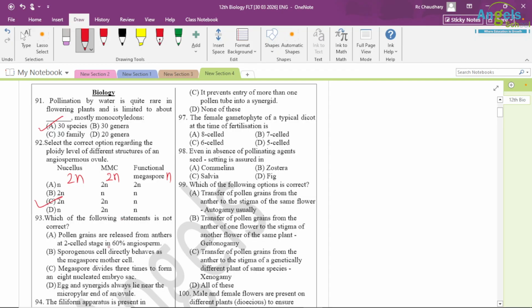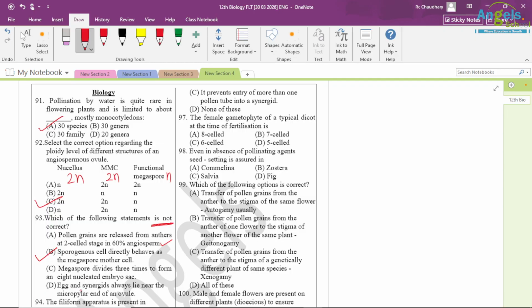Which of the following statements is not correct? Okay, so we have to find the incorrect statement. Pollen grains are released from anther at 2-cell stage in 60% of angiosperms. Correct statement. Sporogenous cells directly behave as megaspore mother cell, so it is divided into cells and then considered as megaspore mother cell, so it is an incorrect statement.